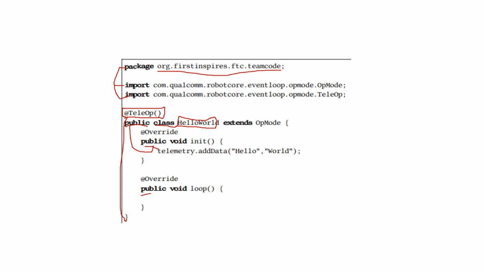The second part, public void loop, is also a critical part of the op modes. You need these two pieces of code when you're writing an op mode. The init method and the loop method are necessary.